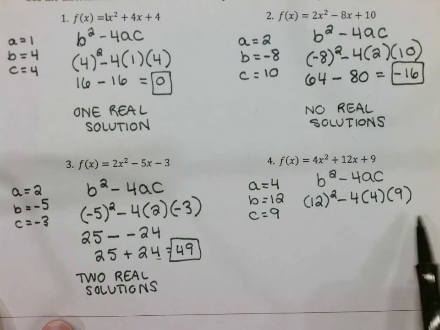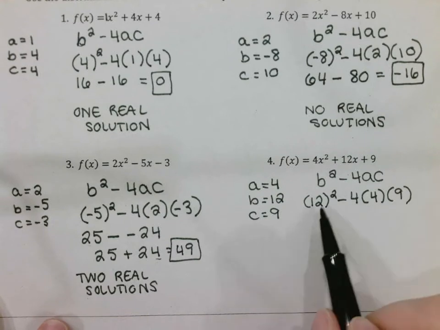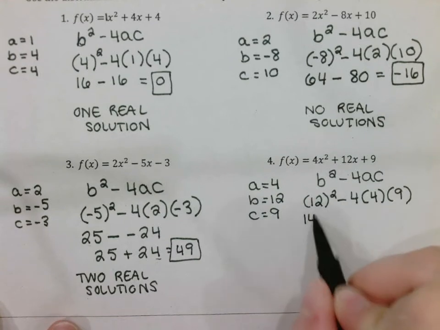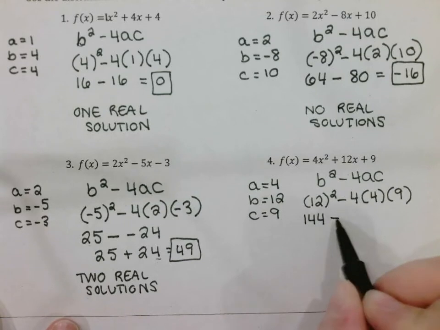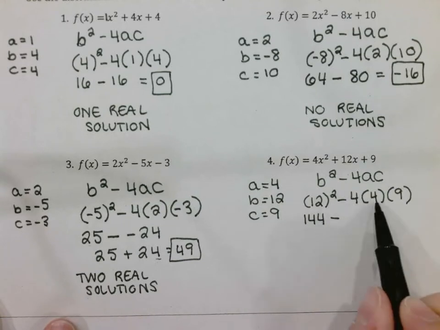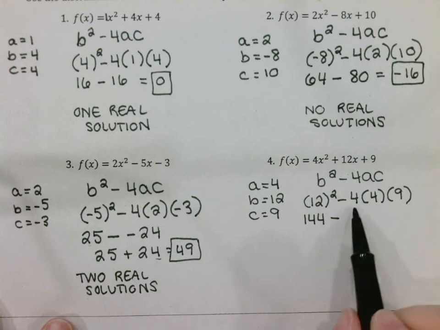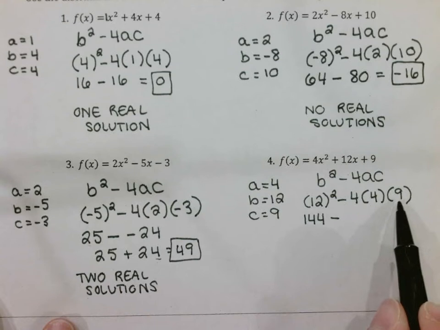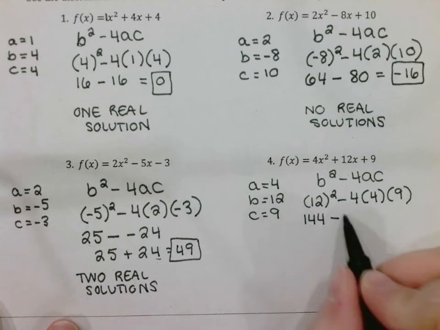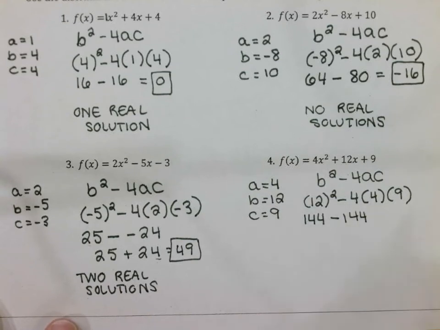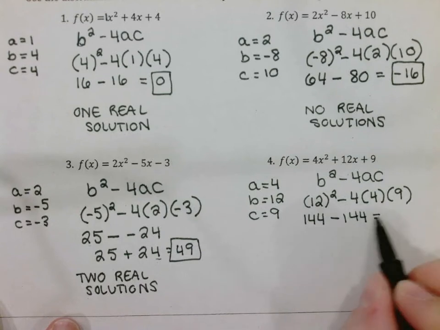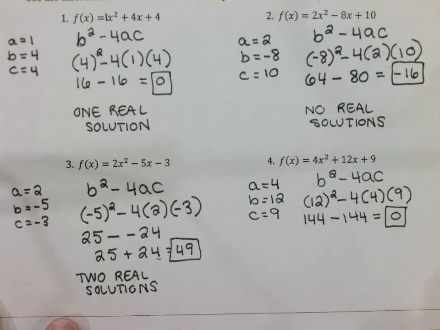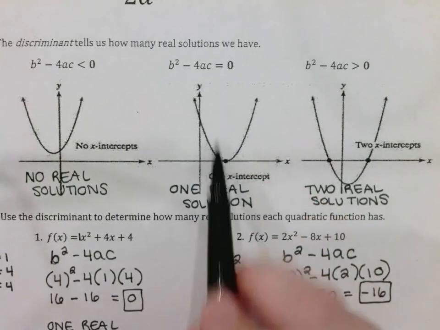Okay, so at this point I would just plug in the calculator, but I'm going to do it by hand. So 12 squared is 144. Bring down my minus sign. 4 times 4 times 9. Well, 4 times 4 is 16. 16 times 9 might require a calculator, but that ends up being 144. And so 144 minus 144 gives us 0. A discriminant of 0 means we have one real solution.